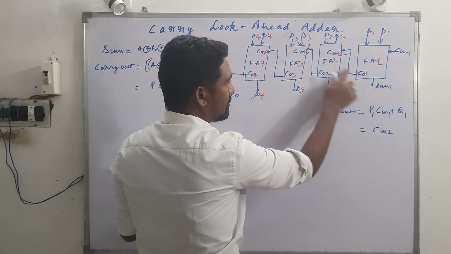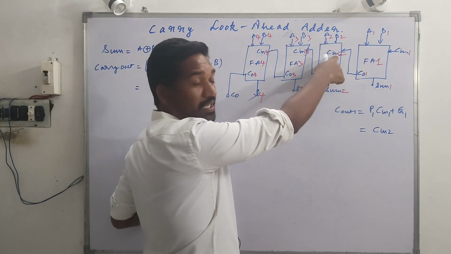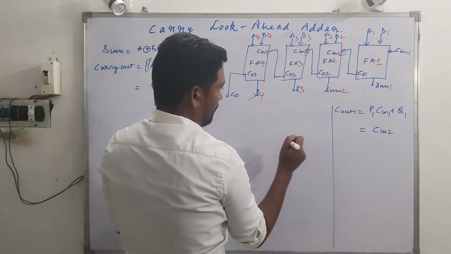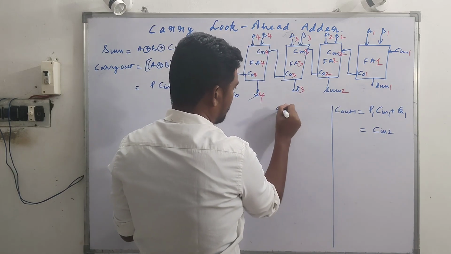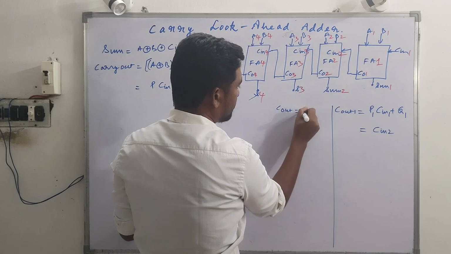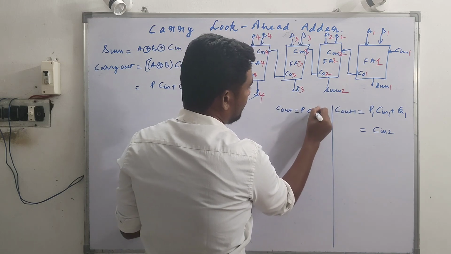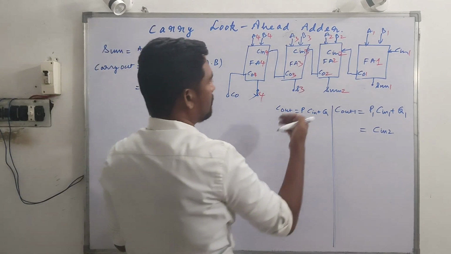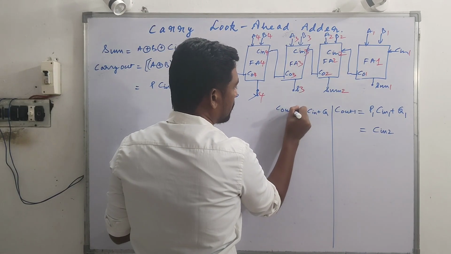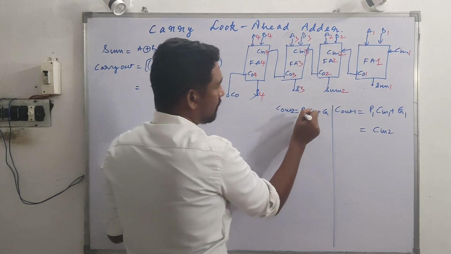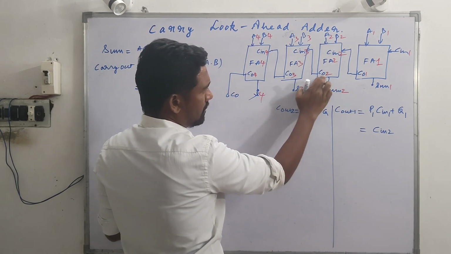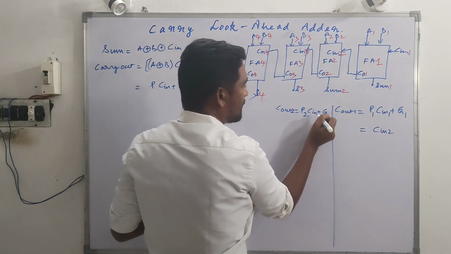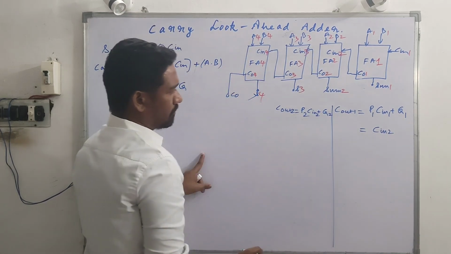C out 1 is the same as C in 2 in the parallel adder. And once again, if we talk about the second stage, what is that C out? The general expression for C out is P C in plus G, isn't it? And if we are talking about C out 2, this will be P2 C in 2 plus G2. C out 2 depends on A2 and B2, which give the exclusive operation P2, and C in 2 and G2.